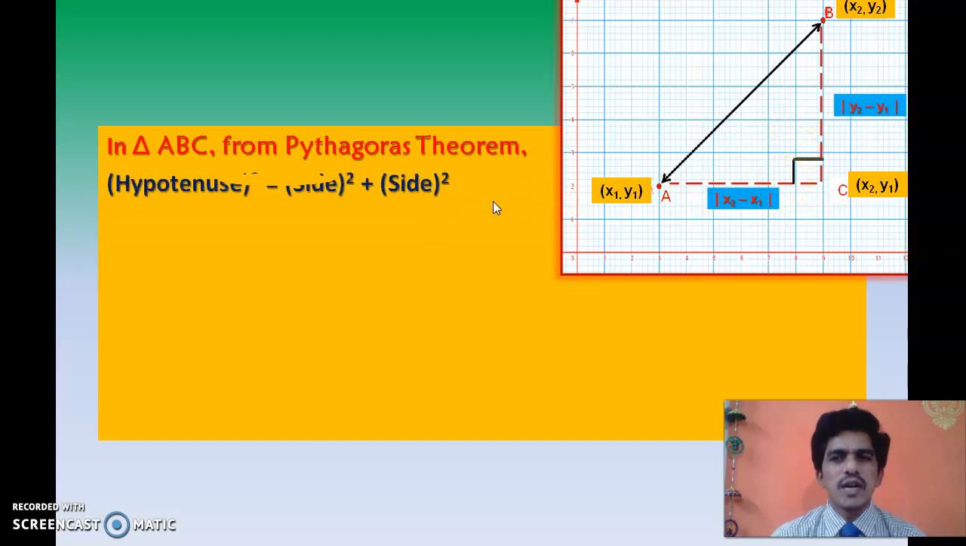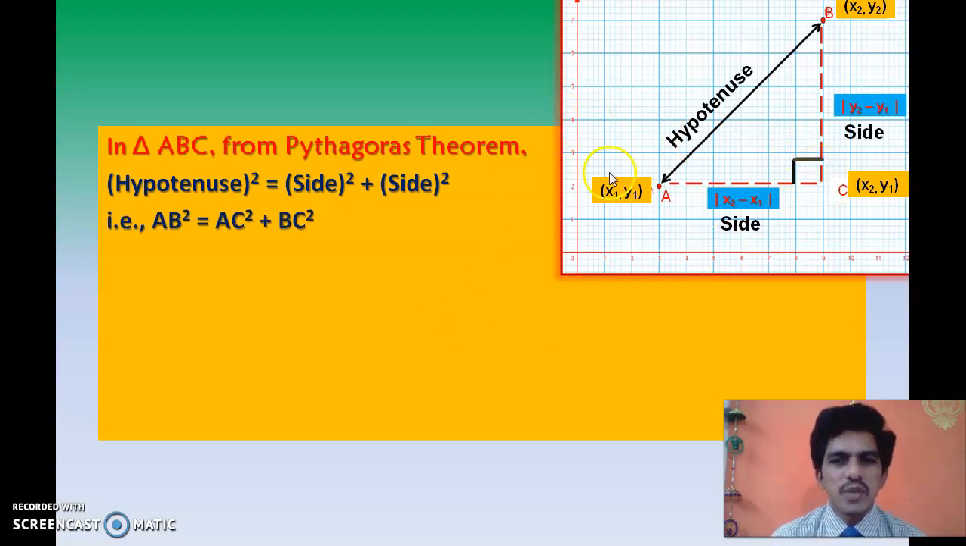So here the hypotenuse is the side opposite to the right angle. That is the hypotenuse, and this is side 1 and that is side 2. So in place of the hypotenuse, we can write AB. So it is AB square. And in place of side 1, you can write AC square plus BC square.